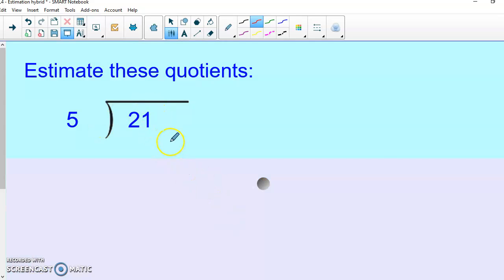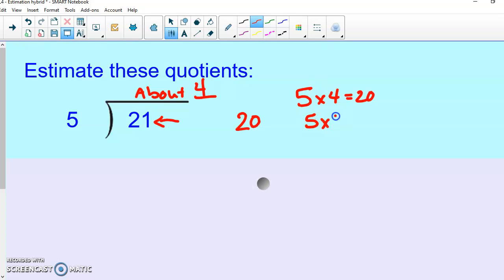So here we have 21 divided by 5. And I'm thinking of my multiples of 5. If I count by 5s, what number here is going to be close to 21? Well, I know that 5 times 4 equals 20. If I went one further, 5 times 5, that equals 25. Well, that's just too many. 21 is closer to 20. So my answer would be, it'd be about 4. I'm making a compatible number.